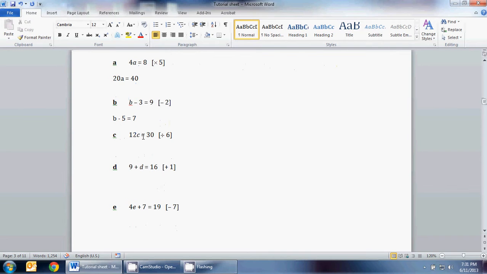Here, 12C equals 30, so we need to divide by 6. 6 goes into 12 2 times, so we end up with 2C. And 6 goes into 30 5 times.